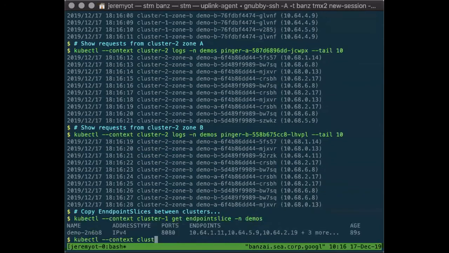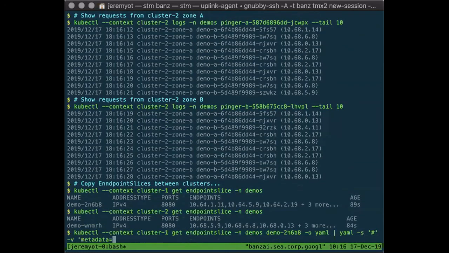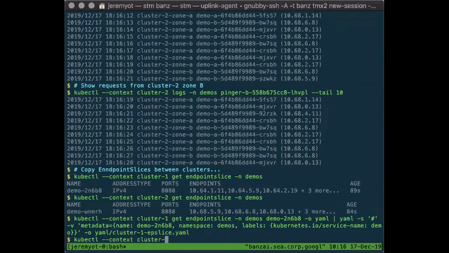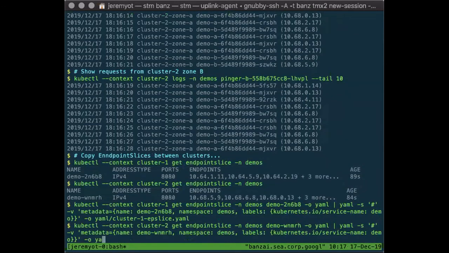Now I want to copy between the two. You can see here 1 endpoint slice in each cluster, and now I want to pull them down and copy them to the other cluster. Basically, what I'm doing here is cleaning up the metadata. The most important thing is I'm leaving out the managed by label, so the endpoint slice controller doesn't try to manage these endpoints. So these are just manually managed endpoints.